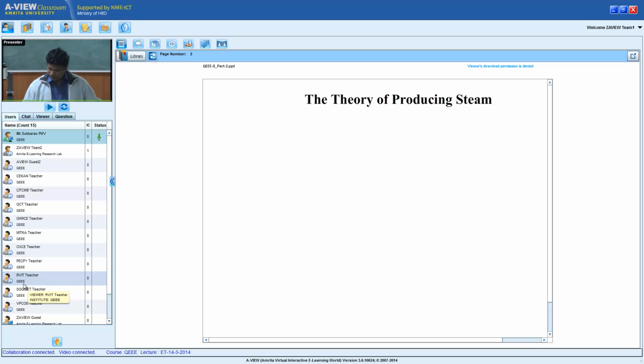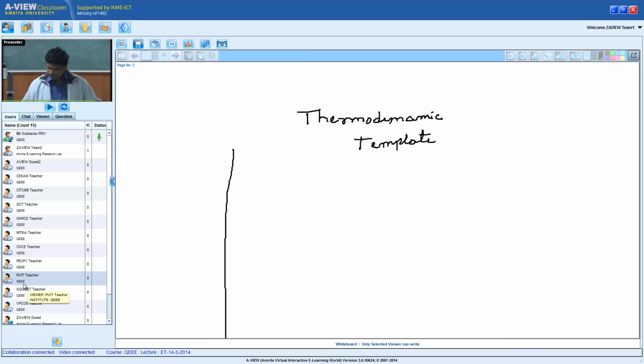One substance, naturally available, and what are the two axes? One is the pressure axis, the other is the temperature axis.